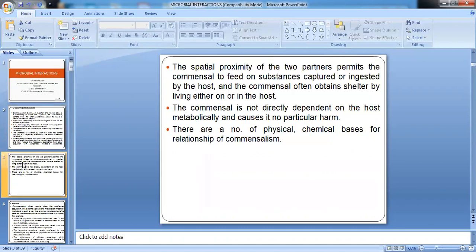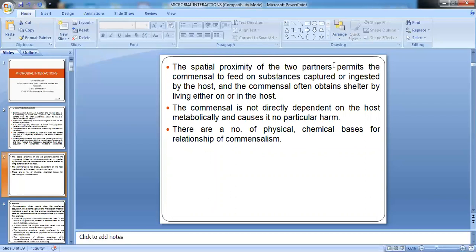The spatial proximity of two partners permits the commensal to feed on the substances which are captured or ingested by the host, and the commensal will often obtain shelter by living on or in the host. Please see, when the commensal is in an association of commensalism, both the partners are living in close proximity. So the commensal will feed on the substance which is given out by the host. At the same time, it can obtain shelter, but it is not obligate or compulsory. The commensal is not directly dependent on the host metabolically, and it will not cause any harm to the host.